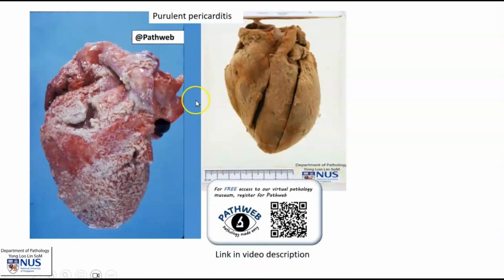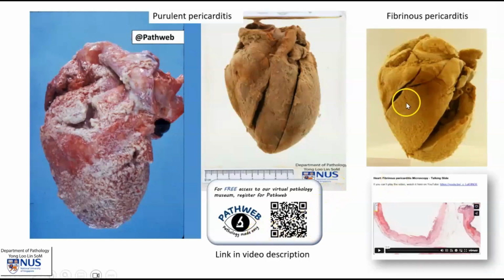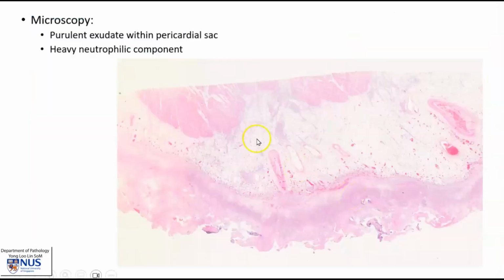This virtual pathology specimen and picture is taken from, again, Pathweb, our free online pathology resource. And you can also compare and contrast this with a different case of fibrinous pericarditis, which shows more fibrinous exudates rather than dense neutrophilic infiltrates.